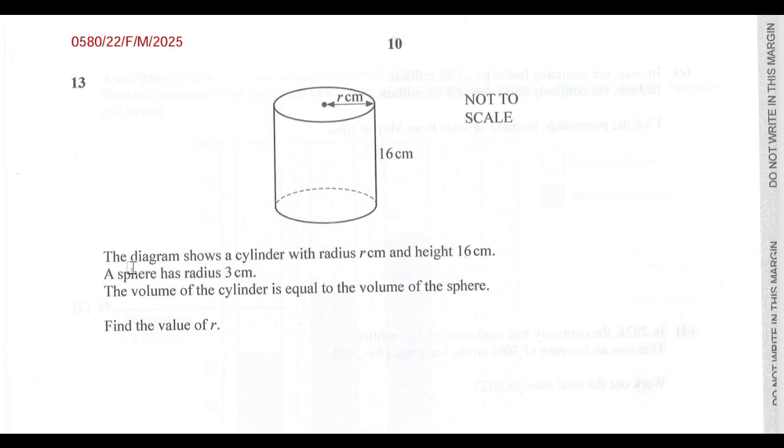So starting from question number 3, the diagram shows a cylinder with radius r and height 16. So here we have a cylinder whose height is 16 and radius is r. A sphere has a radius of 3 centimeters. The volume of the cylinder is equal to the volume of the sphere. Find the value of r.